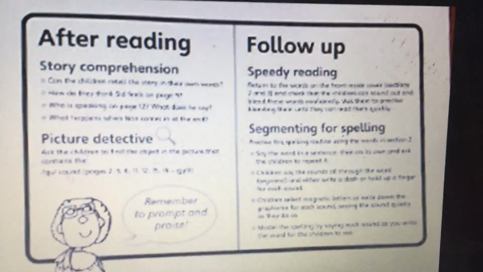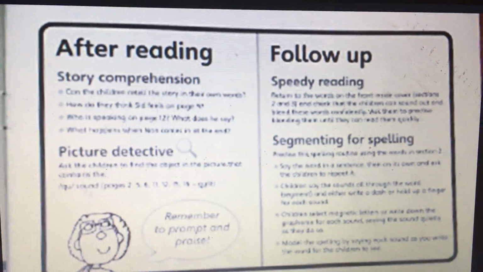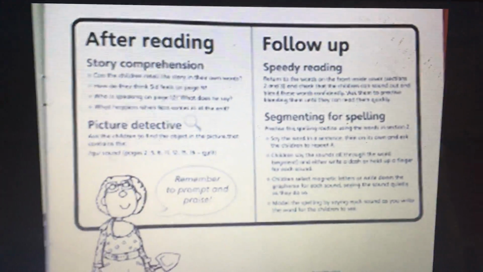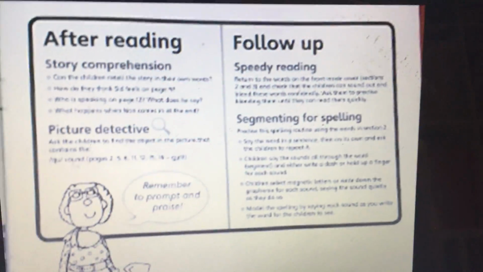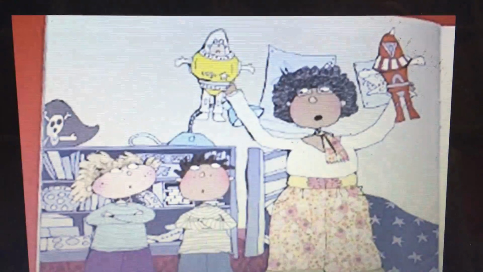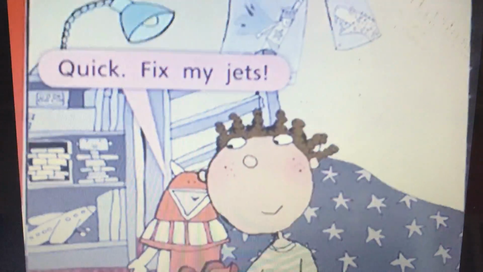And then when you get to the end of the story, it's really good because you've got some tasks to do here. If you have a look here, you can see it says story comprehension and picture detective. And it's got speedy reading and segmenting for spelling. So it's got some extra activities that you can do with the book, which are really, really nice for you to follow. That's if you want to. You don't have to do those at all. You're doing an awful lot at the moment just with my phonics videos. So don't worry too much about that, but it's there if you want to. Okay? So have a go with those.